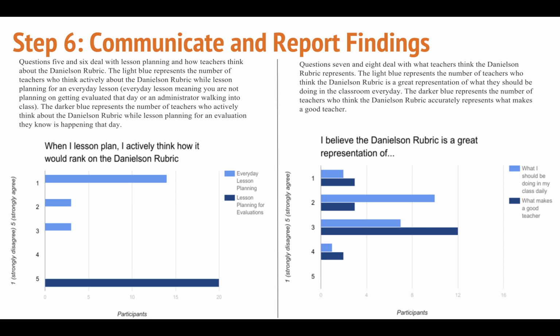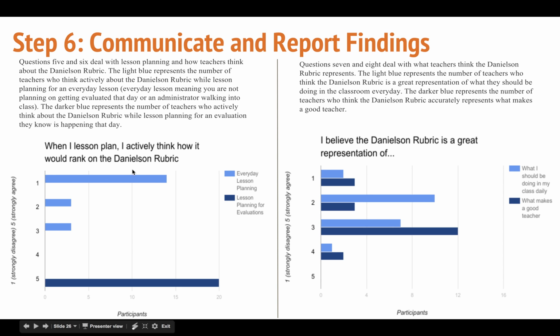So here are some more graphs. Questions 5 and 6 deal with lesson planning and how teachers think about the Danielson rubric. The light blue right here represents the number of teachers who think actively about the Danielson rubric while lesson planning for an everyday lesson, meaning that you're not planning on getting evaluated that day or an administrator walking your class. This is just every single day that you're teaching.